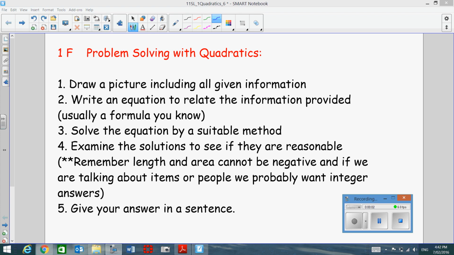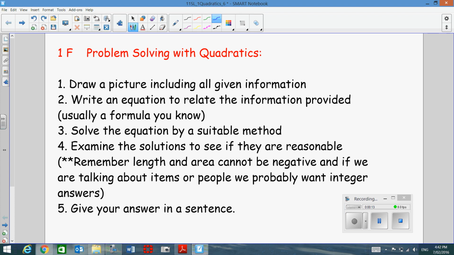Hi, IB. We're going to go ahead into the second to last section that has to do with applications for this chapter. So we are starting to put to use all of the skills that we learned solving quadratics. We're now going to practice problem solving with them.